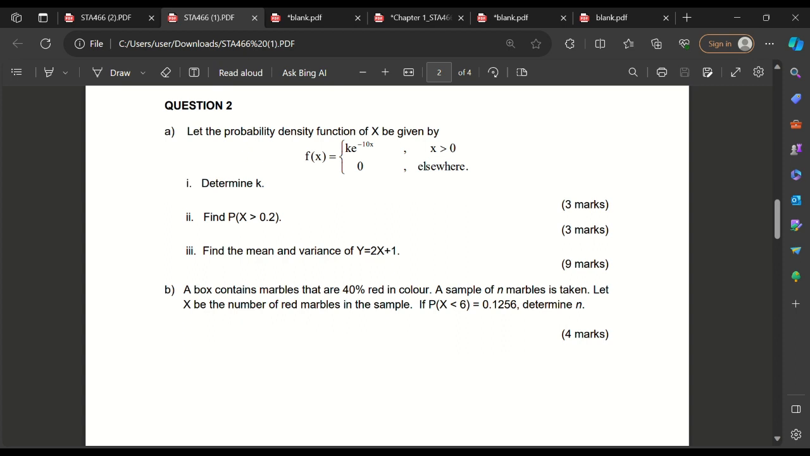Okay, let the probability density function of x be given by k e power of negative 10x, for x from 0 to infinity. So x ni adalah continuous, sebab dalam bentuk interval. Function dia ada exponent tu. Determine the value of k.